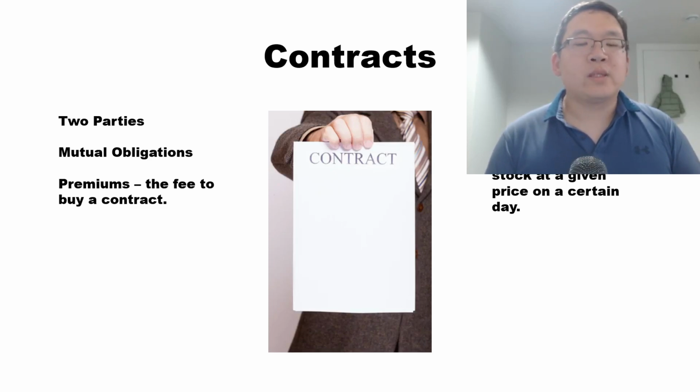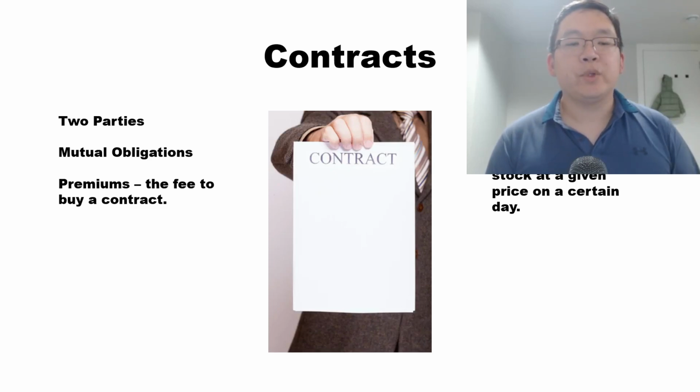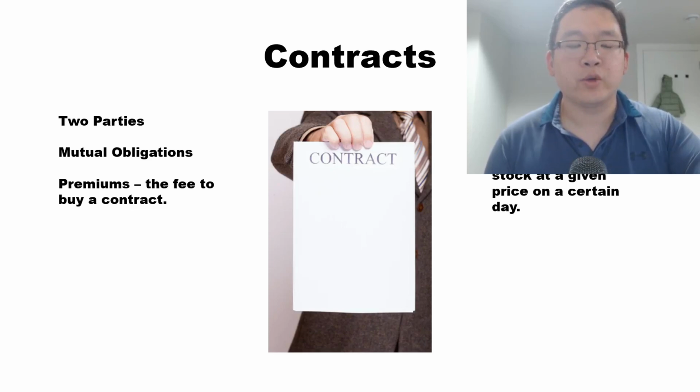Lastly, when someone sells an options contract and gives someone the opportunity to buy a stock at a given price, they're not going to do it for free. So therefore, they are going to collect something that we call a premium. The premium is kind of like the price to own that contract.